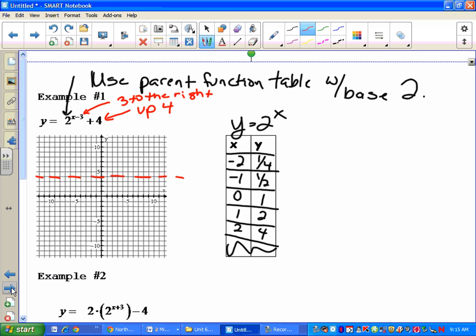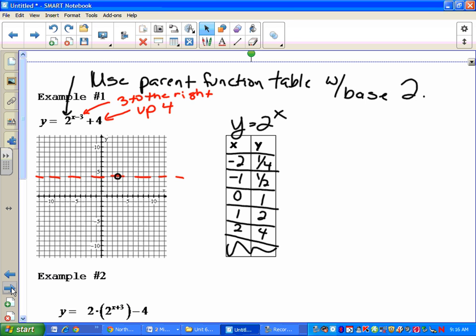So everybody go on your asymptote. 3 to the right. 1, 2, 3. And put a ghost point right there. I'm going to change colors. 1, 2. I call it a ghost point. That's kind of your new origin. You with me? Your new origin.